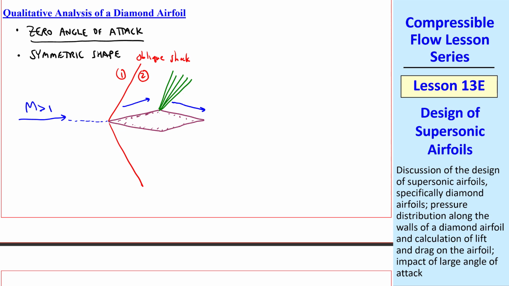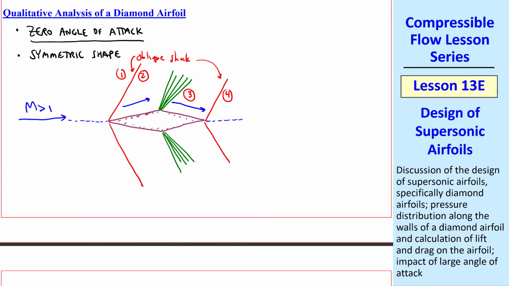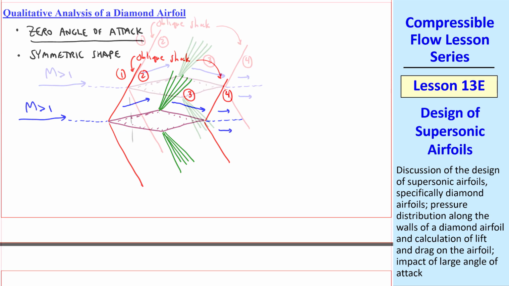That increases the Mach number. M3 is greater than M2, and again it's symmetric at the bottom. But now we encounter a change in wall angle, again upward from this point of view, so we get another oblique shock to 4. Again, symmetric on the bottom. The flow then straightens out for this zero angle of attack case.